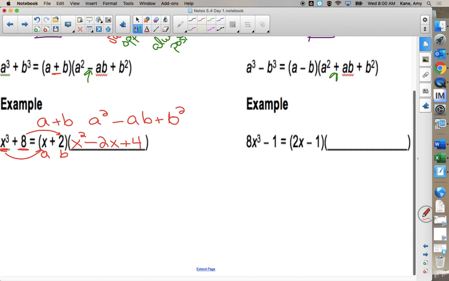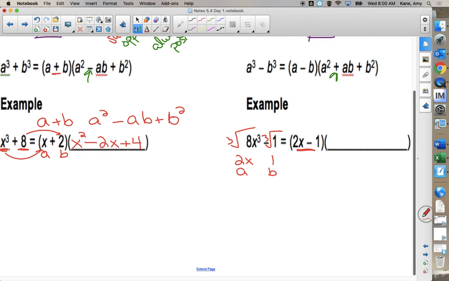So for A and B, I'm taking cube roots to find those numbers. If you look at the one next to it, we have 8x cubed. So we need to take the cube root of 8x cubed, and that would be 2x. And then we need to take the cube root of 1, and that's just 1. So here's my A and B, which is how we have that 2x minus 1.